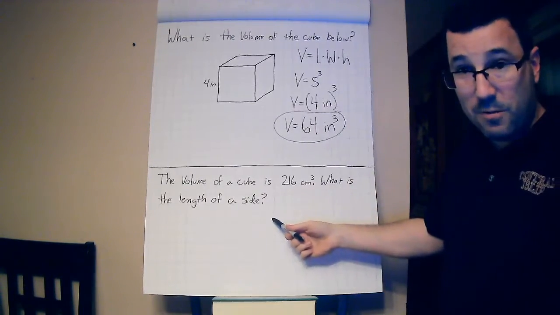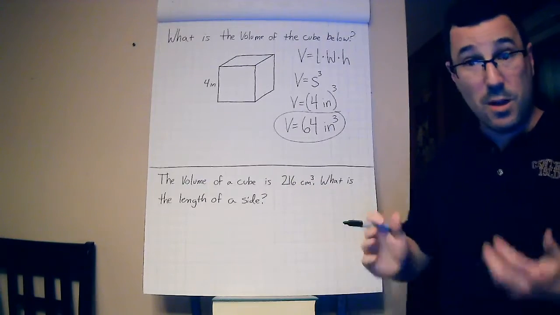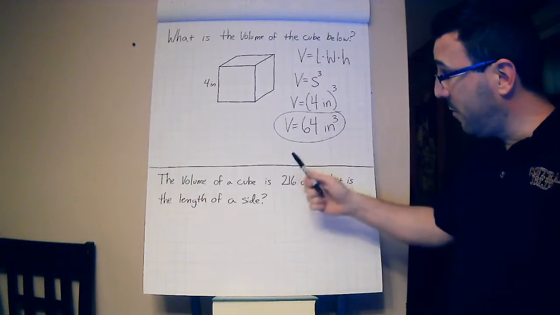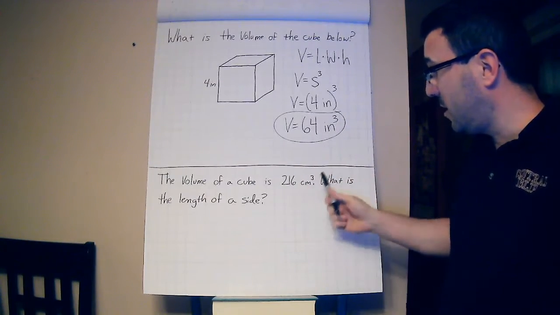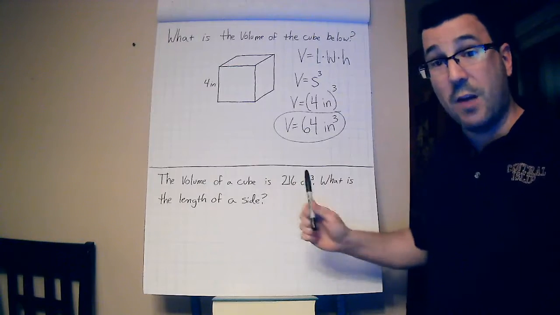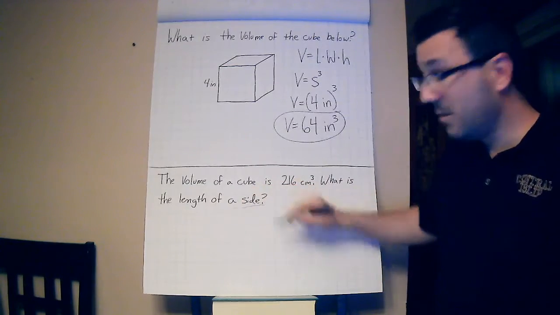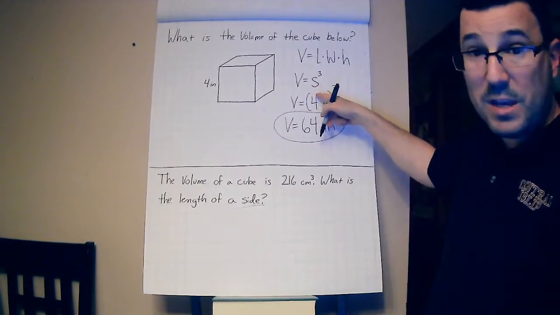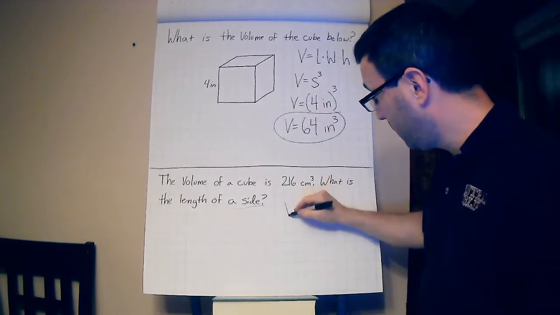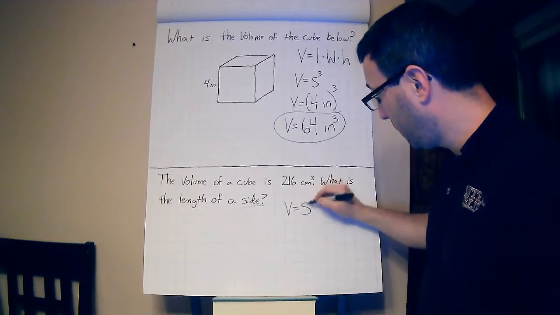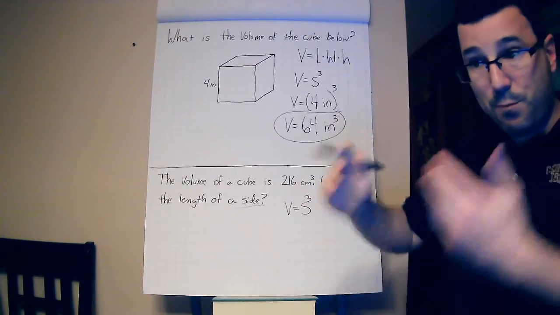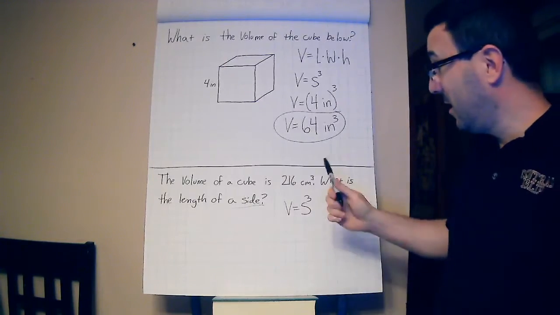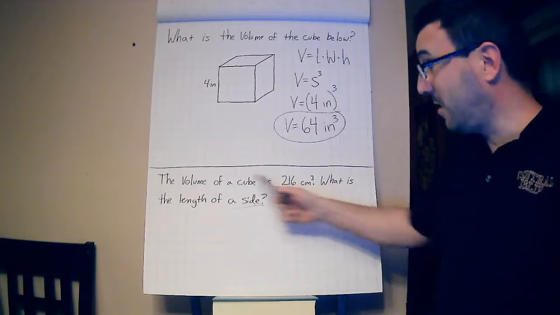The last thing we're going to do is here. We're going to do another word problem where something's missing. The volume of a cube is 216 centimeters cubed. What is the length of a side? We need to know the side. So again, I'm going to start off with this volume equals s cubed. And I'm going to put in what I know. The only thing I know is 216, and that's the volume.